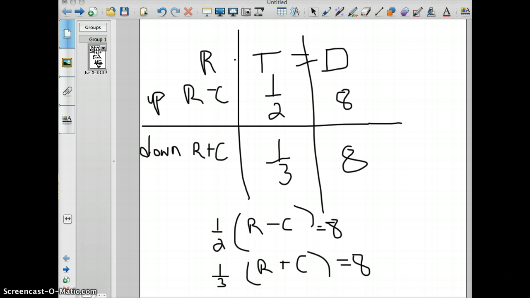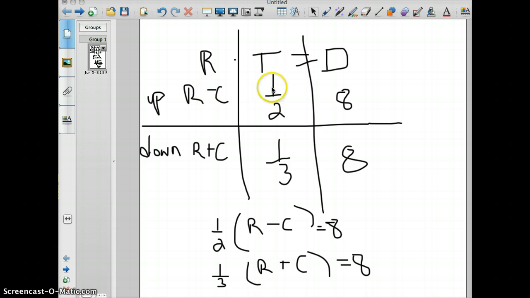So here they told us we had the time of 20 minutes to go downstream. And that means the current is going to help push us. So our rate plus our current, the boat rate plus the current of the water, multiplied by the time is going to give us our distance of 8 miles. Coming back, we have to paddle against the current. So the current's going to slow us down. So we're going to have rate minus the current is going to give us our rate there.